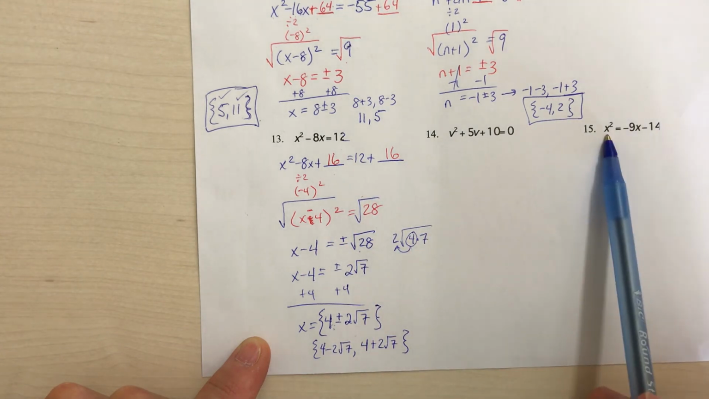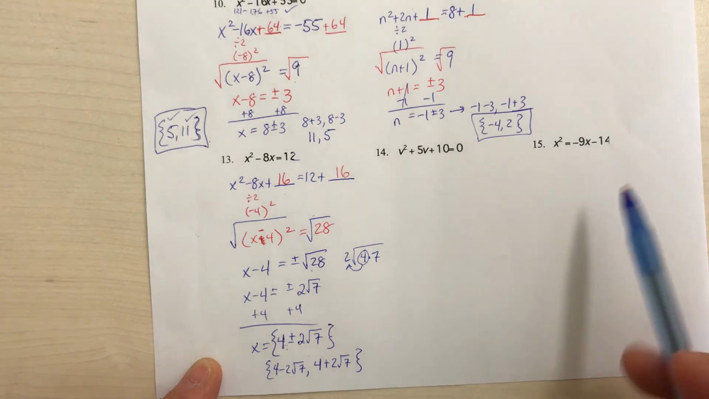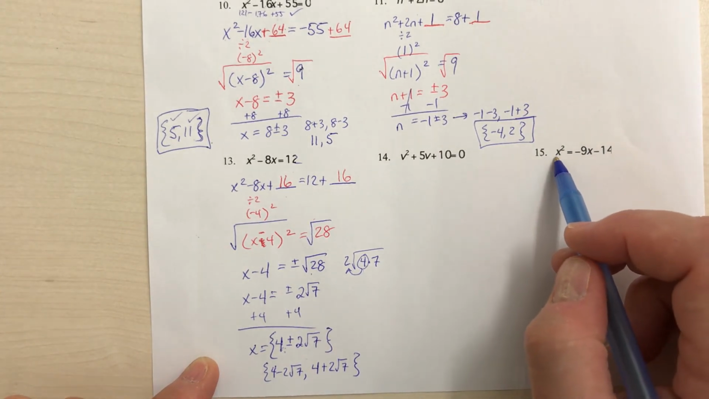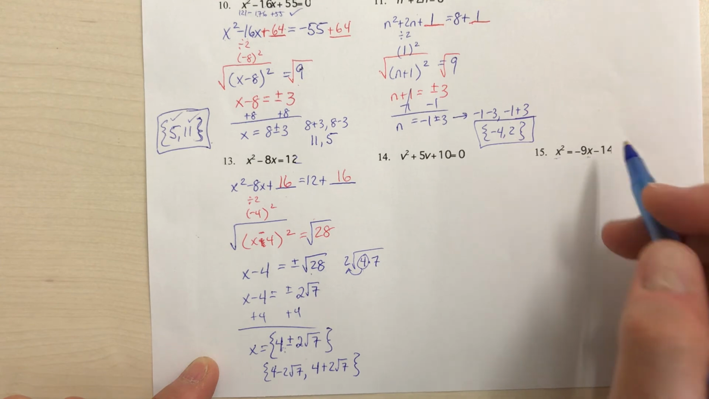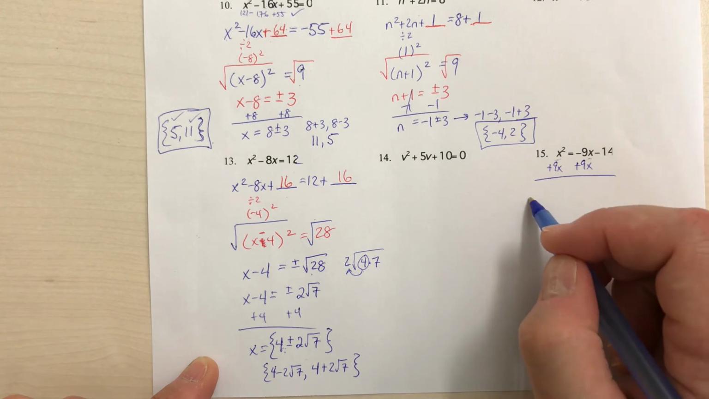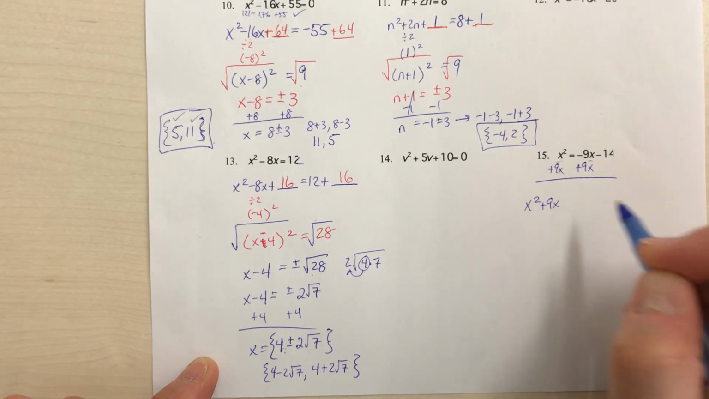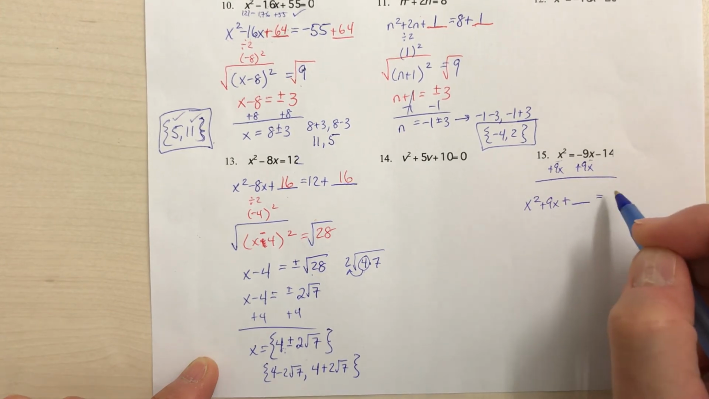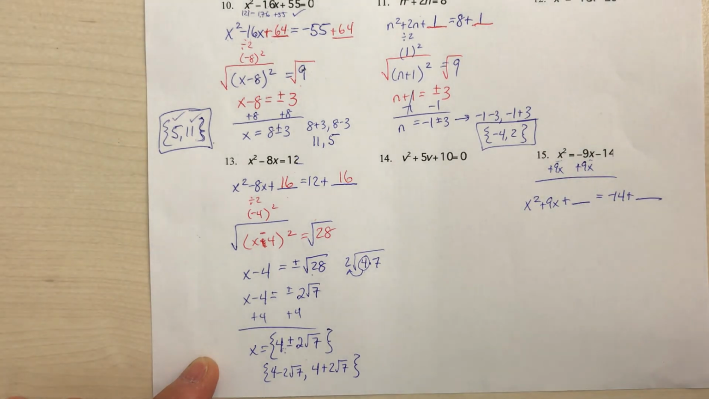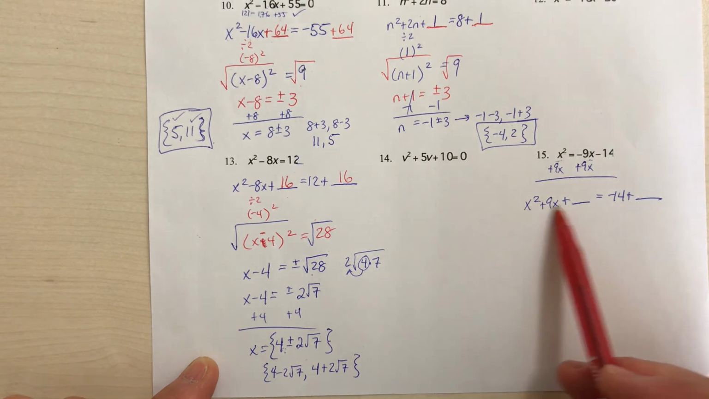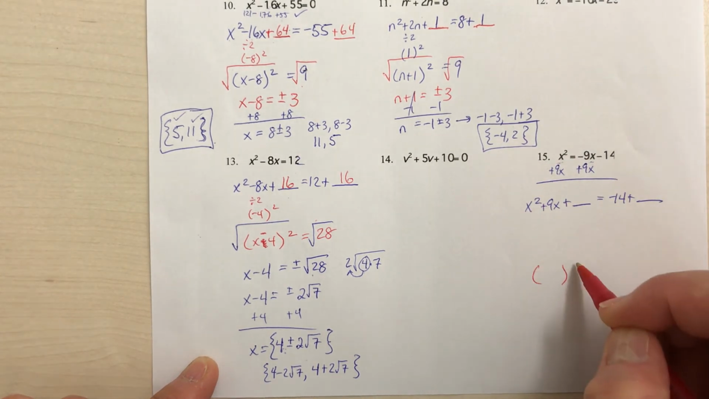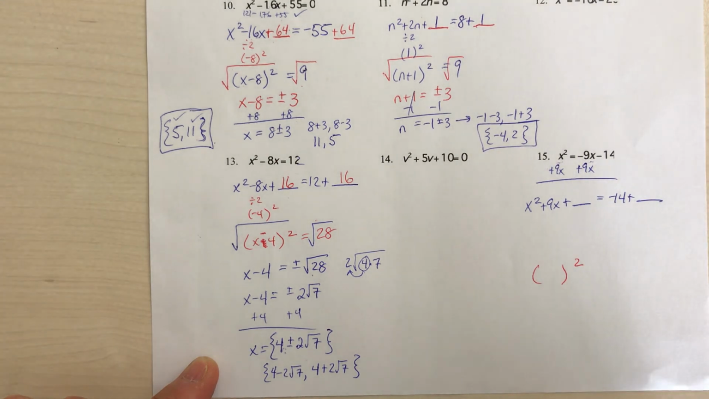All right, let's take number 15 here. If we want to complete the square, we would need the variables to be on the same side. So I would move negative 9x, and we would get x squared plus 9x plus something equals negative 14 plus something. All right, so we want to complete the square to make this. Our goal is to get a binomial squared. That's what we're trying to do here.